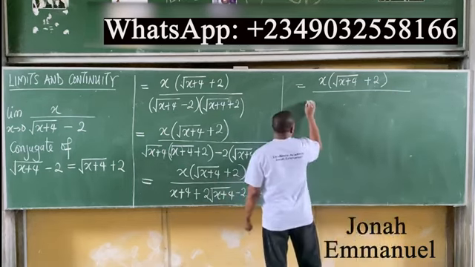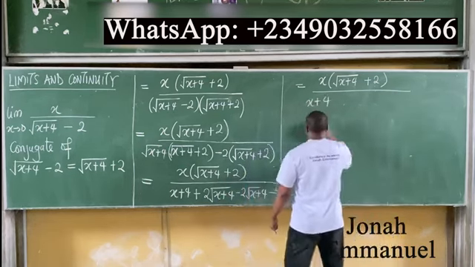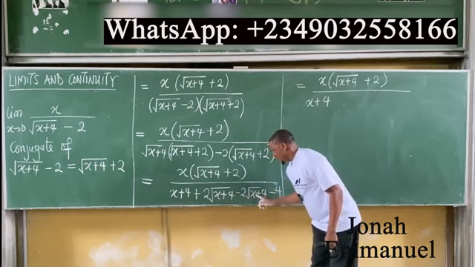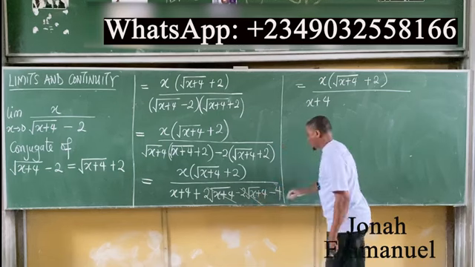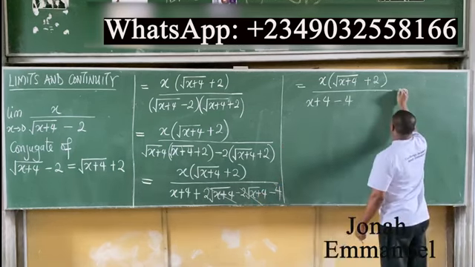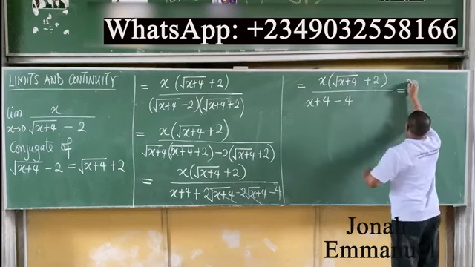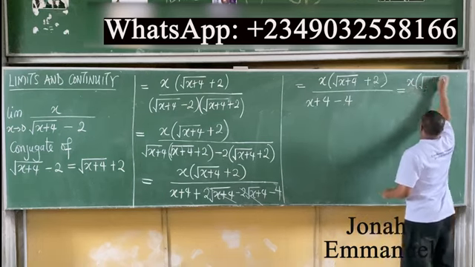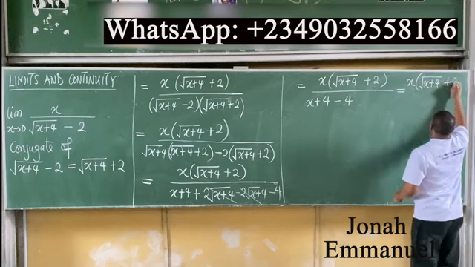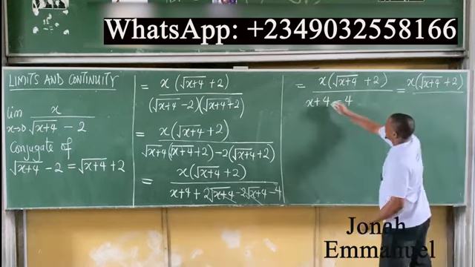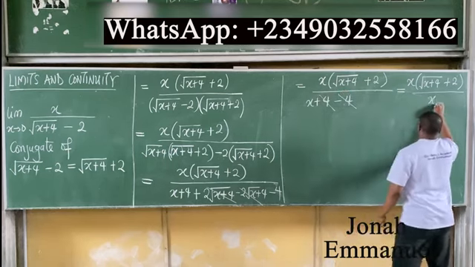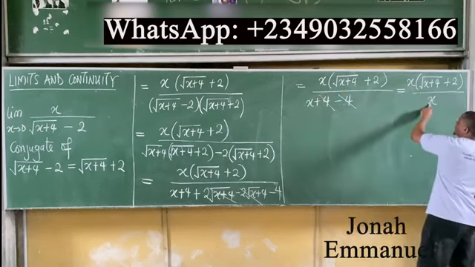What do I have here? x plus 4. Okay. Next up, this will cancel this. Same thing, this cancels this. What do you have here? Minus 4. This will be equal to, here I have x into root x plus 4 plus 2, all over from here. 4 minus 4 cancels out. What do you have there? x. From here, these 2x can cancel out.